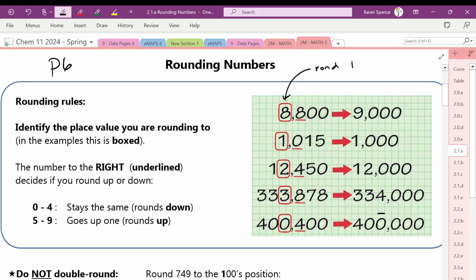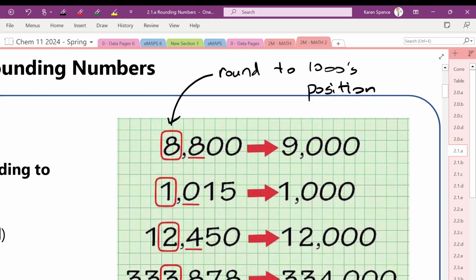And say I wanted to round to the thousands position. If you have trouble with this, you can put a box around it and say, I want to round to the thousands position. So I put a box around that. Then I look to the right.